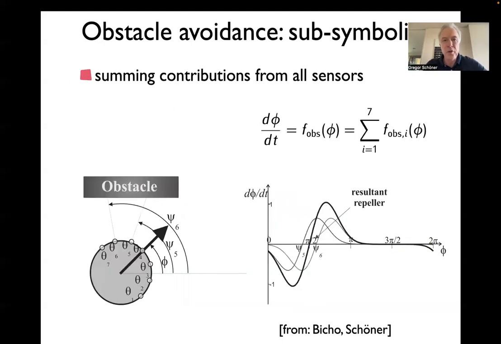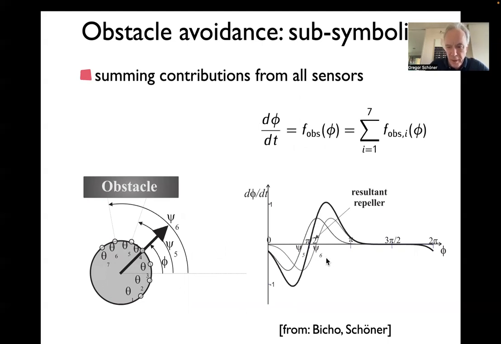Okay. So what you then do is just add all the contributions. That is, you simply consider every sensor to be an obstacle in a sense, and that's why I'm saying subsymbolic, because the sensors are just samples, and so you don't have to have that these are different objects in the world. They are just sectors of the heading direction space. And here in this case, we had 7 sensors, and you add up.